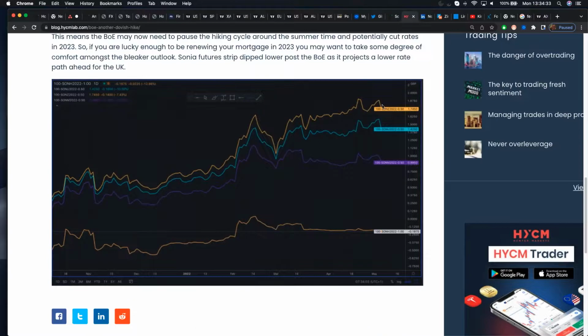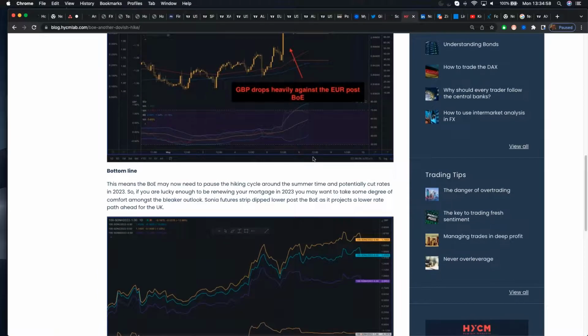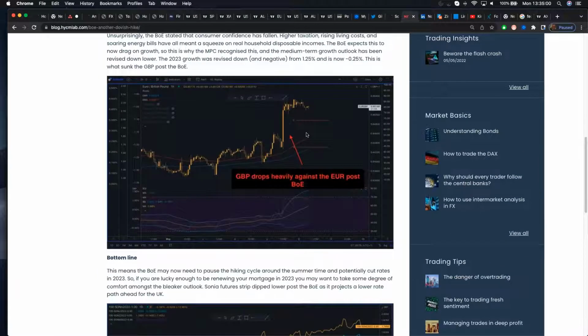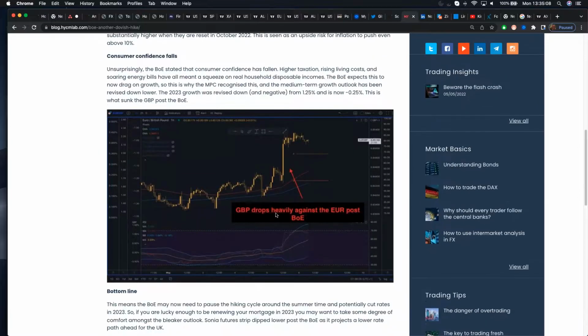So after the Bank of England interest rate hike, they made a hike, but crucially, the Bank of England has revised growth to negative for 2023. And if you look at the SONIA futures charts, you see that as they dip lower, they're dipping lower because they're expecting lower interest rates in the future, because the Bank of England are now expecting growth to fall negative in 2023. That means the Bank of England will face pressure to cut interest rates in the future. That's why the pound started selling off heavily after the Bank of England meeting.